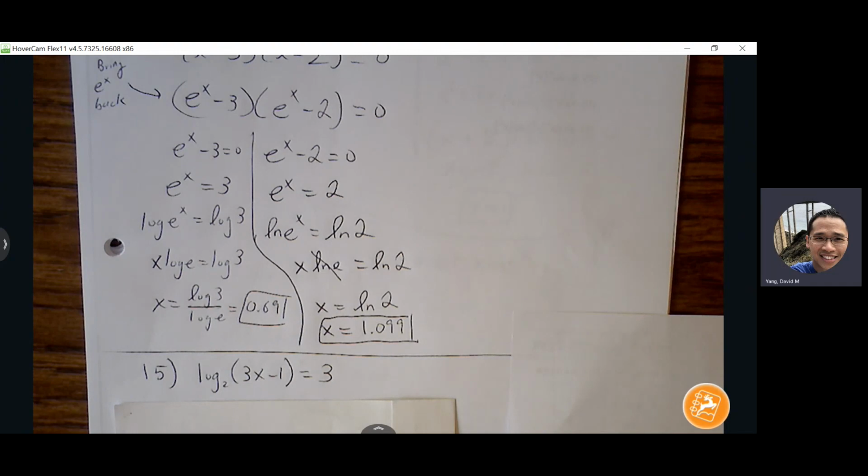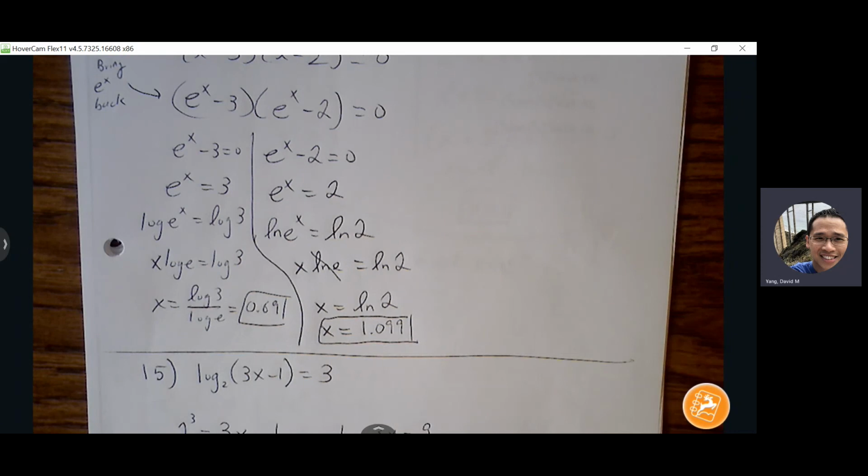Okay, 15 should be pretty easy. How would you start this one? Exponential form. Yeah. Once you're there, it's easy to solve for x. But we got to go back and check, right? Got to make sure, double check, that our solution is valid.